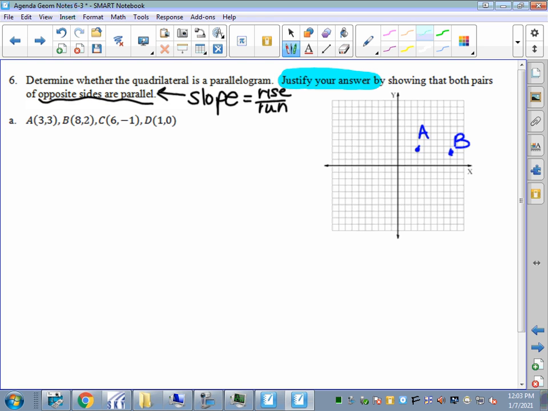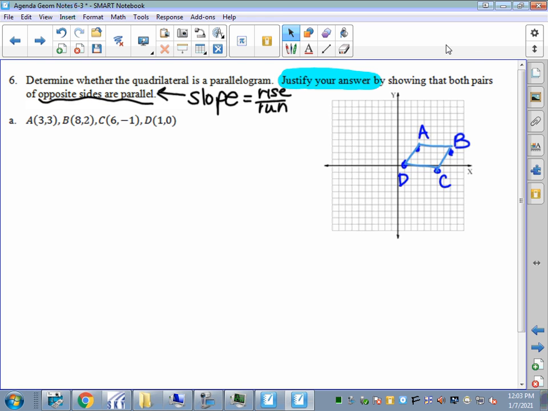C is at 6, negative 1. Oops, my board's a little off, so, oops. Now it's off the other direction. Maybe it's me. 6, negative 1 is C, and D is at over 1, up 0. So I hope that your quadrilateral looks a little better than mine. Mine's sloppy, but hey, it's a mystery, right? Does it look like a parallelogram? Is it supposed to look like a parallelogram? Mine's kind of a mess.